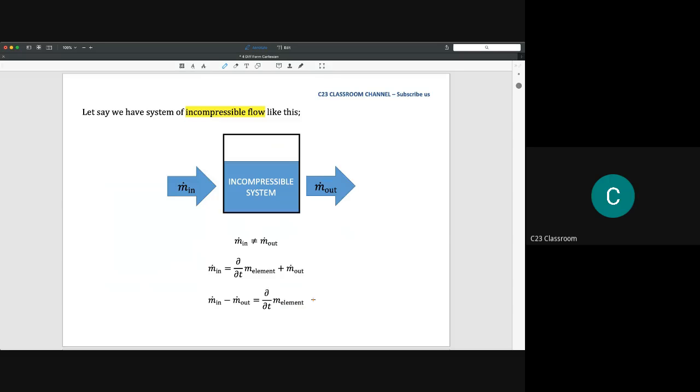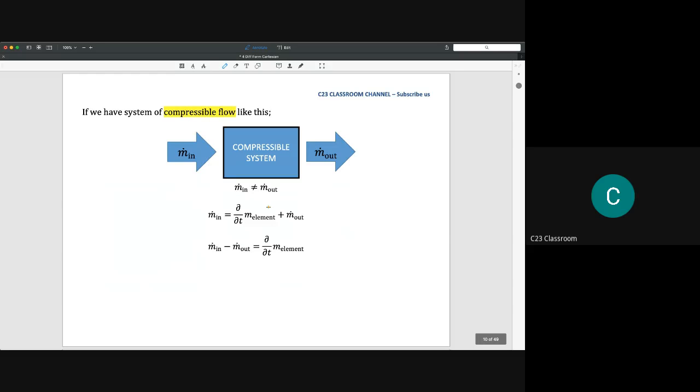Then we have another idea. We are dealing with compressible flow. For example, we have a compressible flow system, and by compressible I mean we are dealing with air or gas. You have the mass flow rate at inlet, so the gas will push into the compartment, a vessel here, and then you have one outlet here. For compressible flow, we could say it can be m dot in equal to m dot out.